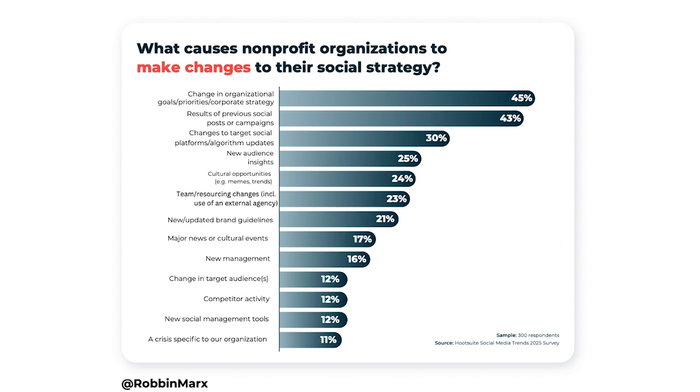21% of folks change because of news, updates, or changes to their brand guidelines. 17% change because of major news or cultural events. 16% change because of new management. 12% change because of their target audience changing. 12% change because of competitor activity. I wouldn't really recommend that. Don't go changing because of your competitors. Another 12% change because of new social media tools. And the last little bit changes because of a crisis specific to the organization. So for me, I think these are all legit.